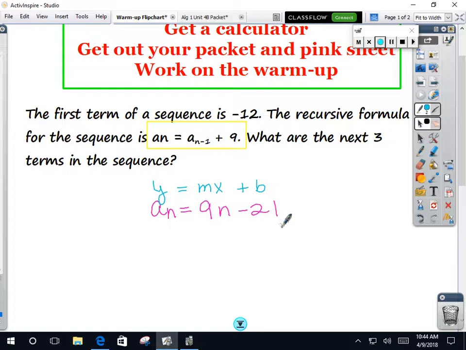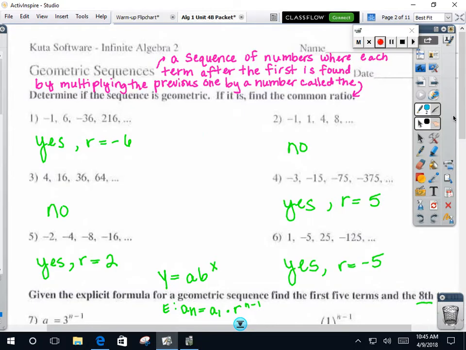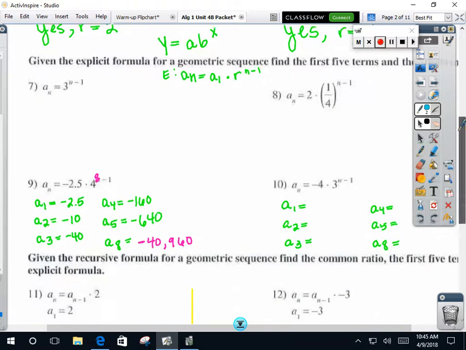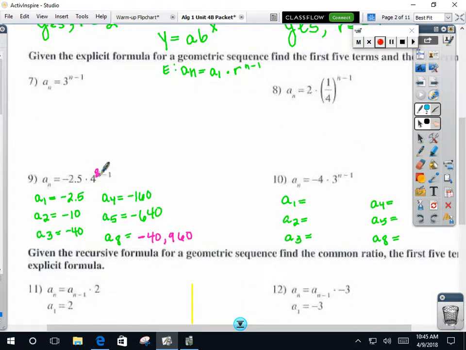So arithmetic sequences, when graphed, make a straight line. Geometric sequences, though, are raised to an exponent, which means they're exponential. They're going to make a curve, which is what we were working on before the break. So just watch me do this the first time. I'm going to graph this, okay? Just watch. I'm going to graph number 9.